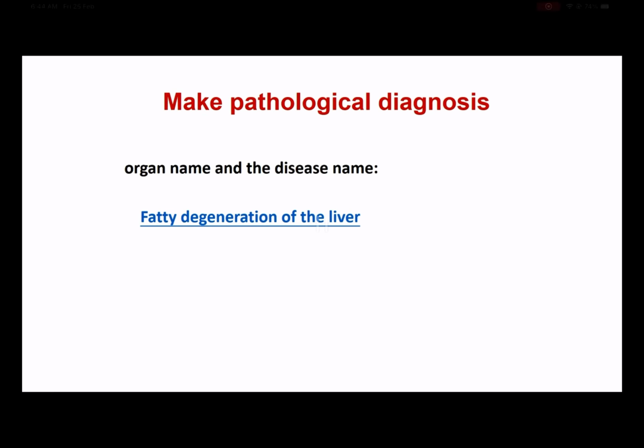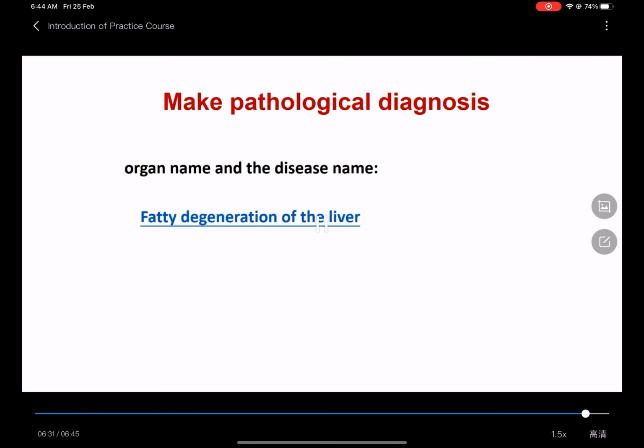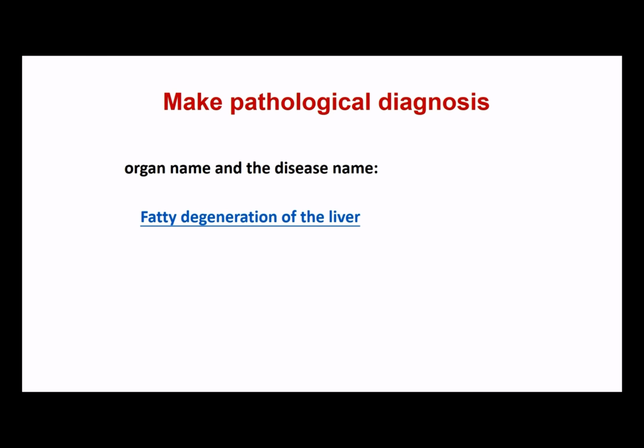We combine the organ name and the disease name. For example, the fatty degeneration of the liver. It's a pathological diagnosis.